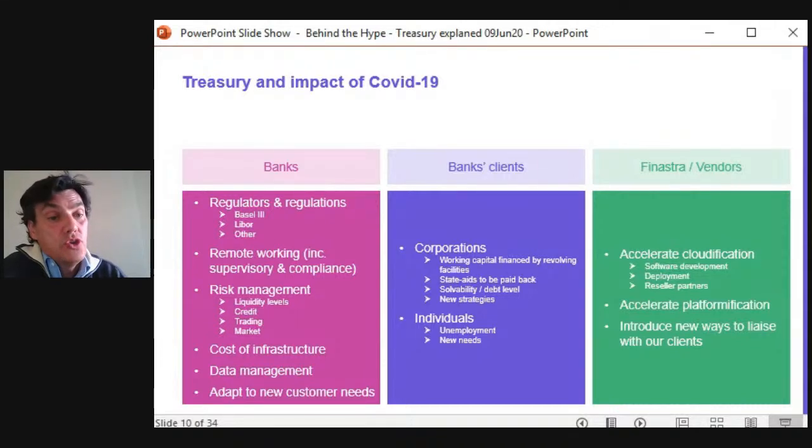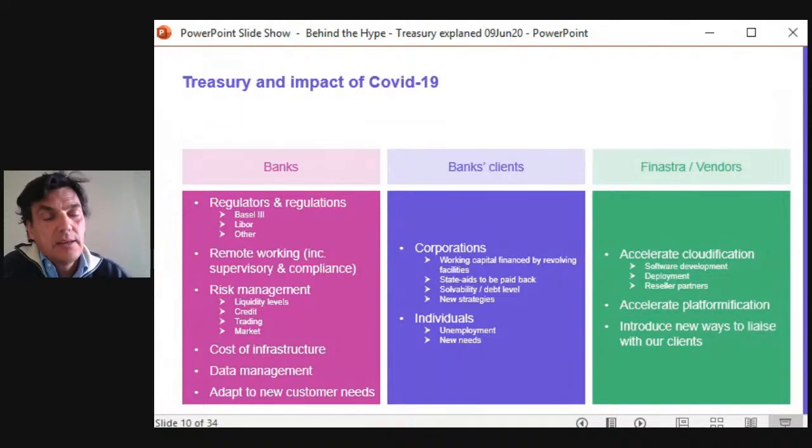There will be a new analysis in terms of solvability, in terms of debt level, in terms of how we can use the state aids to make more business. And for us, Finastra or other vendors, obviously there is this move towards cloudification, platformification, and maybe new ways to work with our clients. So those are briefly what I can see with COVID-19.